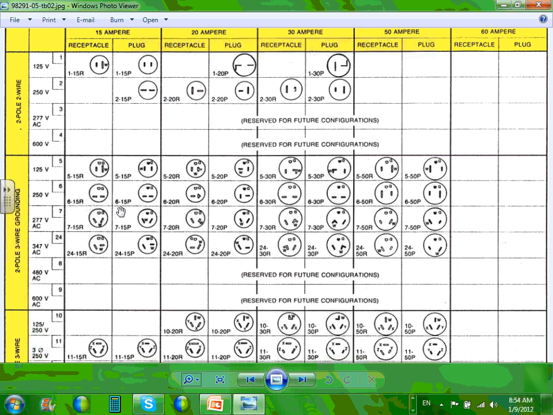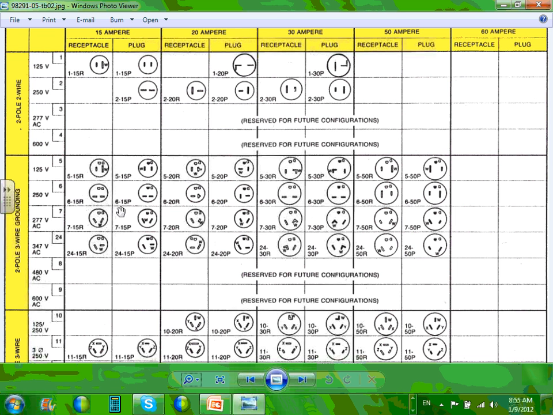This is a 20 amp, 120. This receptacle right here is NEMA 5-20R. NEMA 5, the number is 5, 20 is for the amps, and R for receptacle. So that's what you're looking at, 20 amp right here. The 20 is for the amps, the R is for the receptacle, the 5 is the NEMA configuration, number 5.